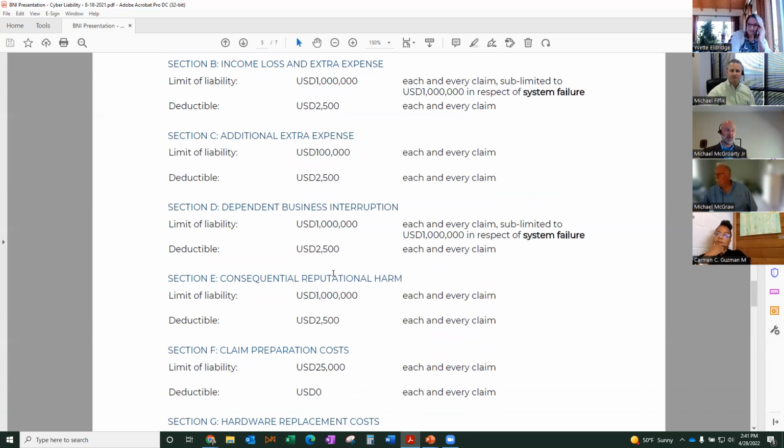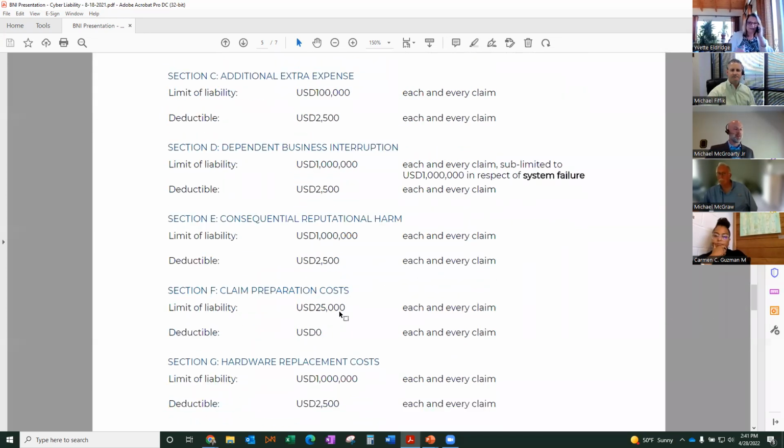Consequential reputational harm. They will pay to fix your reputation because, you know, we still talk about Target all the time because of what happened there. I mean, at least I do. Claim preparation costs, getting things ready.